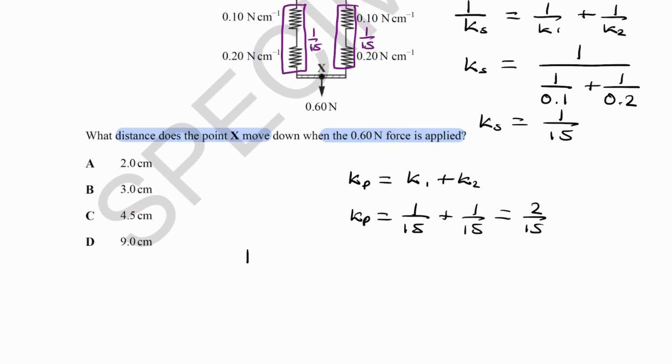Now we can use F is equal to Kx. So X is then F, which was 0.6, over K, which is 2 over 15. That gives us 4.5, which is C.